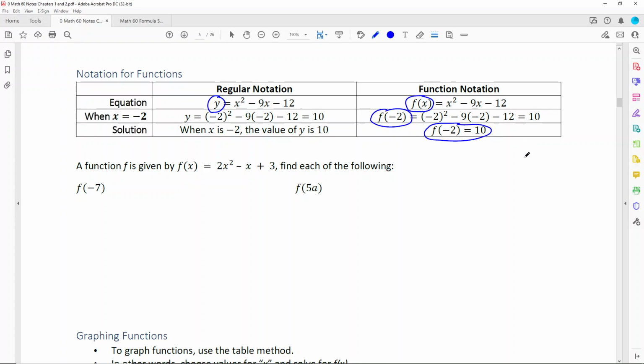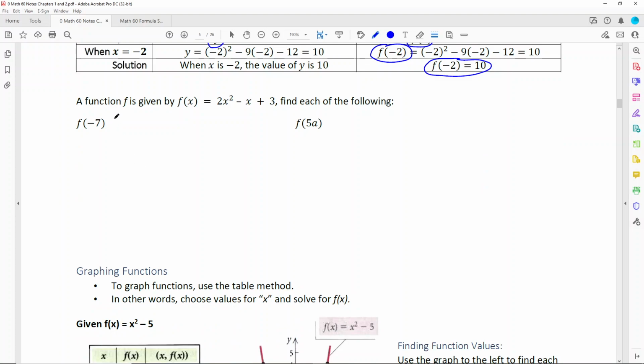So now I can use that to ask questions. I can say, hey, a function f is given by this equation. So this is the expression that defines the function. And I could say, find this. So what is this asking you to do? Well, it's asking you to find the value of your function when x is negative 7. So everywhere there's an x, I'm going to replace it with a negative 7. So I've just drawn brackets everywhere the x's are, and I'm going to put negative 7 in for x. And then I just simplify.